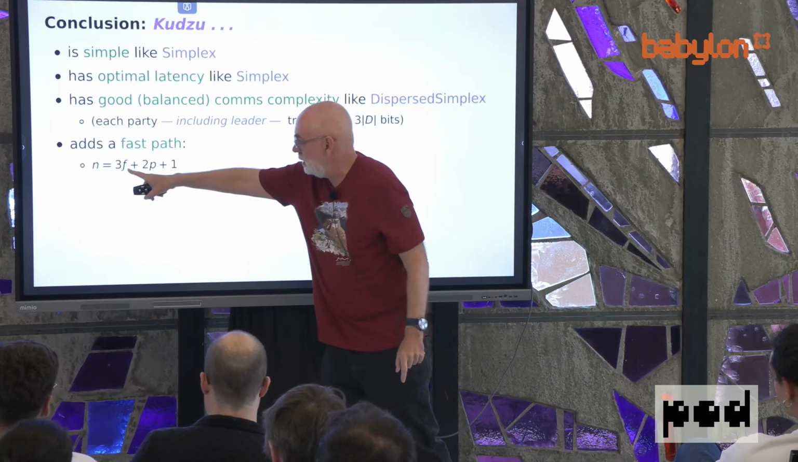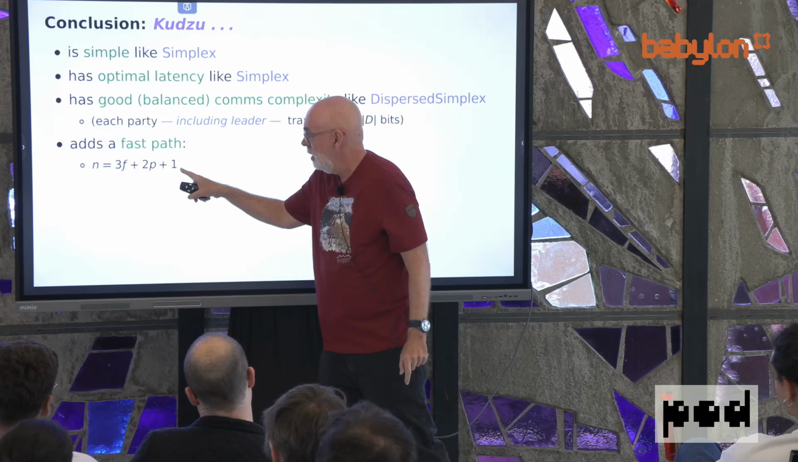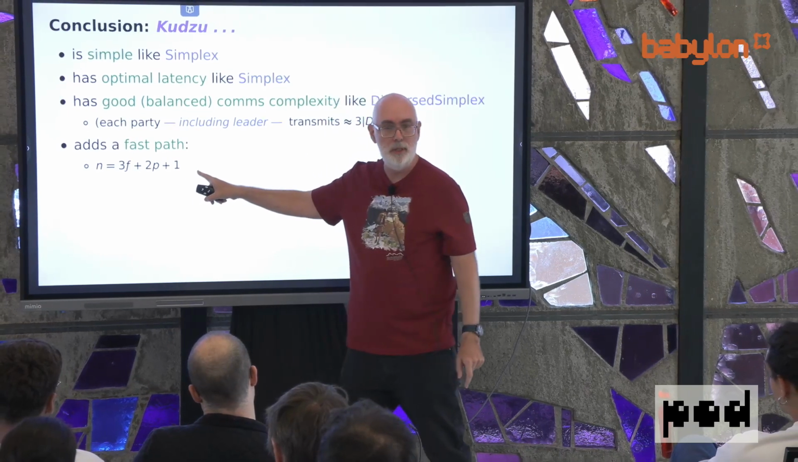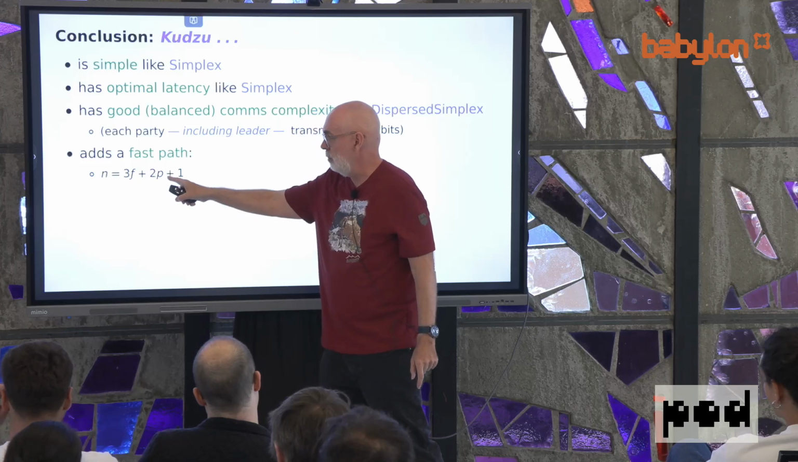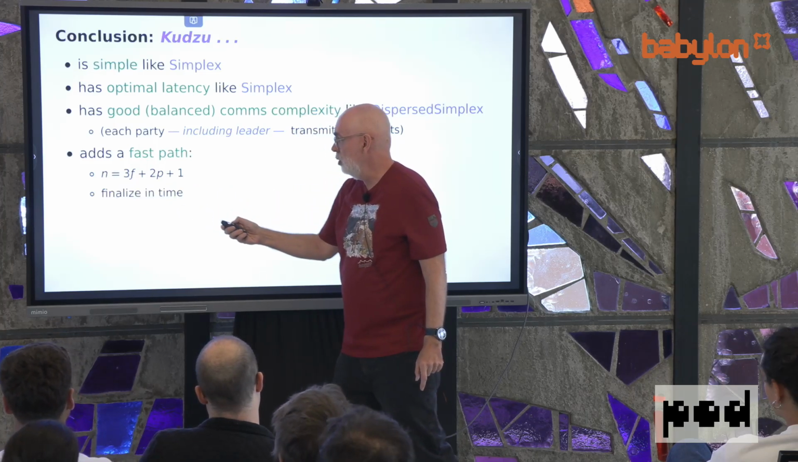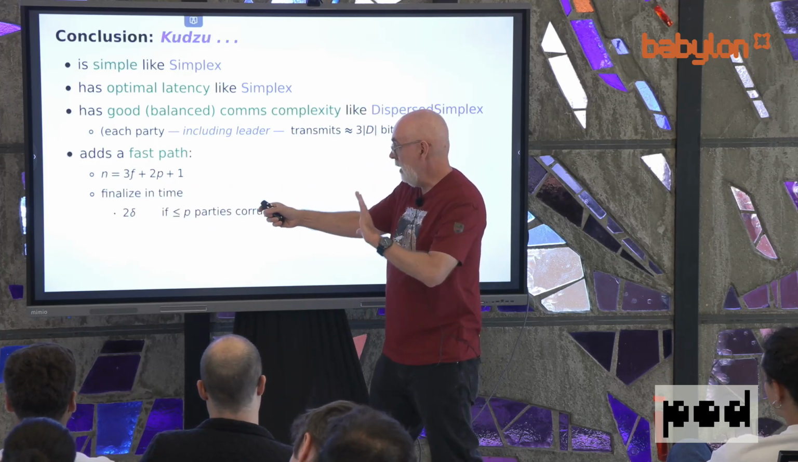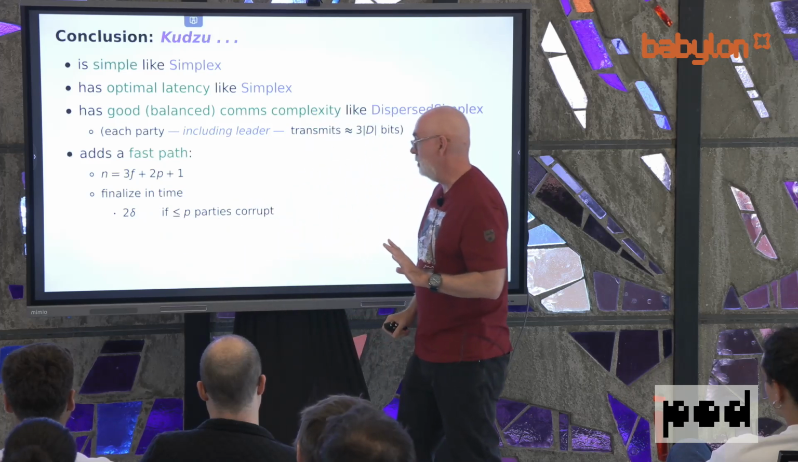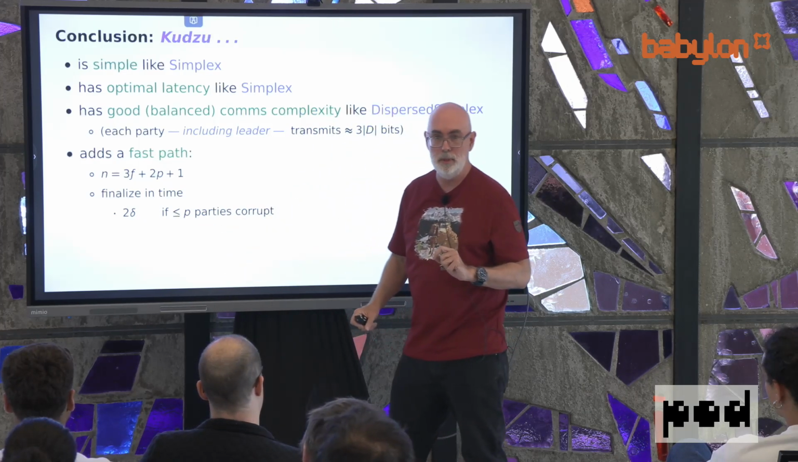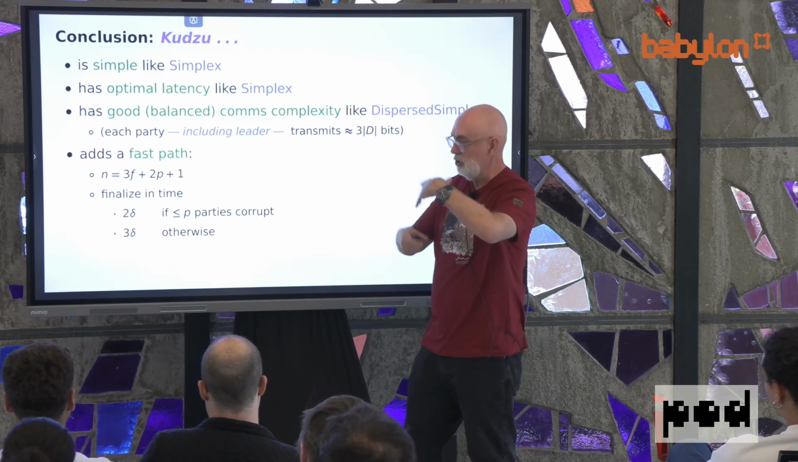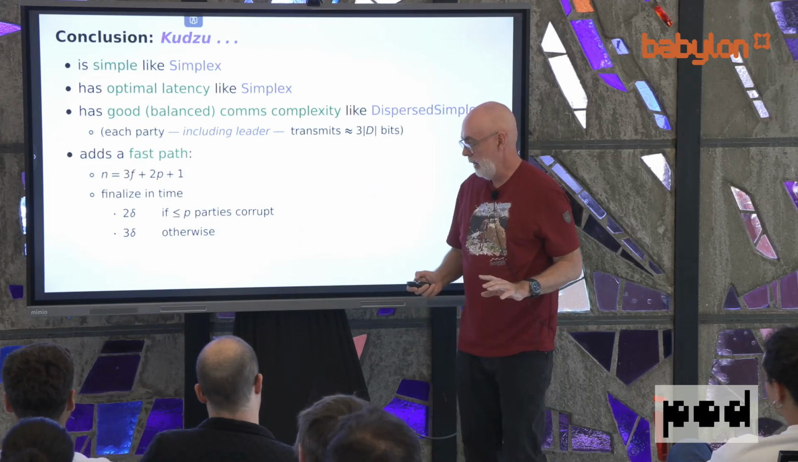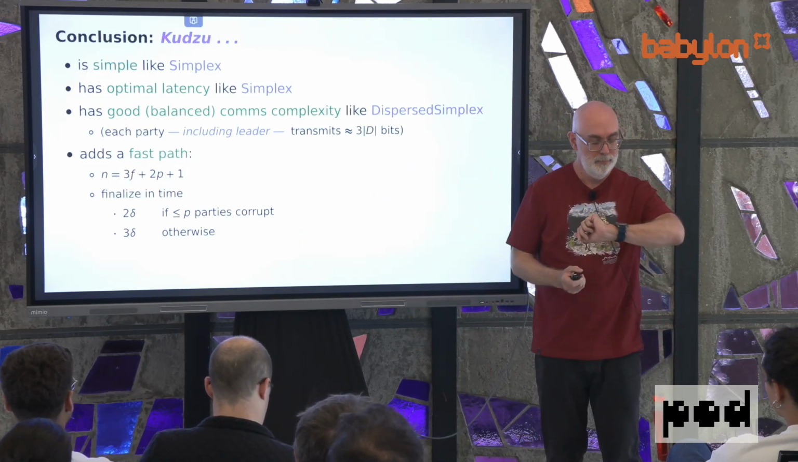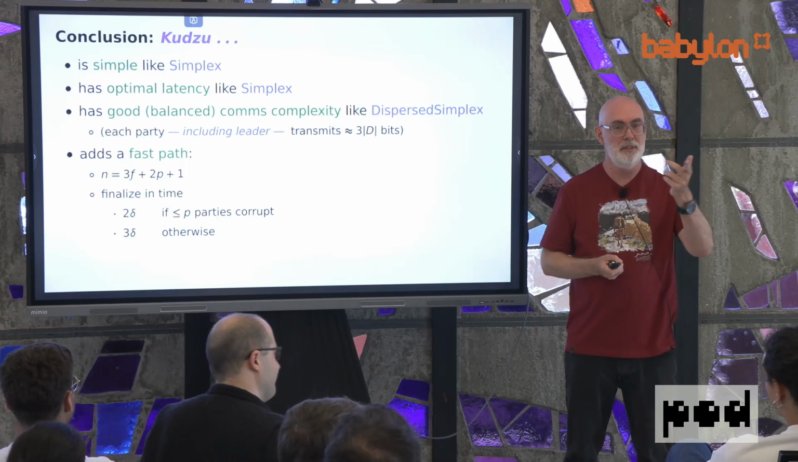In detail, it's this. We've seen this expression before today. You have f corrupt parties, and this extra parameter p. You finalize in just 2 network hops if at most p parties are corrupt. And otherwise, you'll still, just as normal, finalize in 3 network hops. And that's it. I have plenty of time for questions.